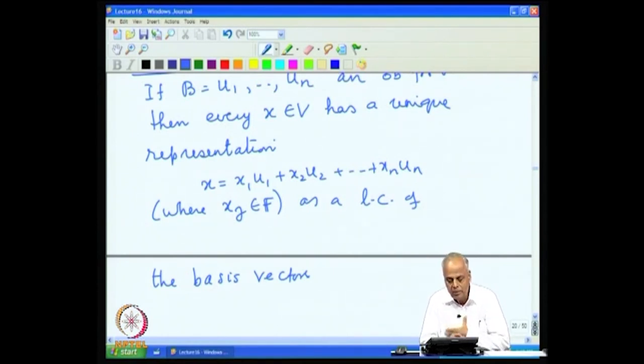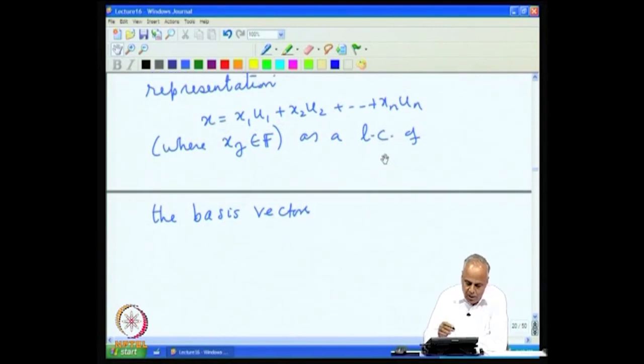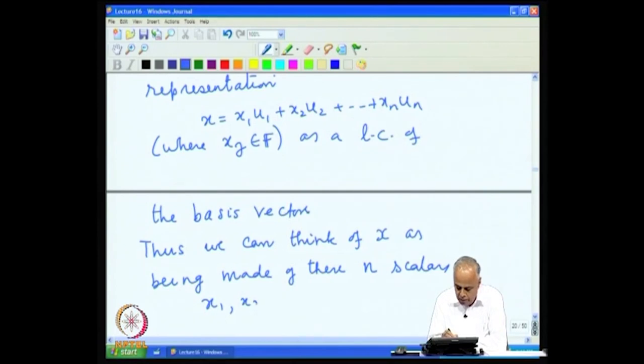What does that mean? It is something like, if we know the x at the sampling points, these are the sampling points of the space V, a basis is considered as a sampling set. If we know how the vector x behaves at the sampling points, essentially I can reconstruct the vector. So, just as we do in signals, here we get a digitization of an abstract vector. Thus, we can think of x as being made of these n scalars x1, x2, xn in F through this basis B.